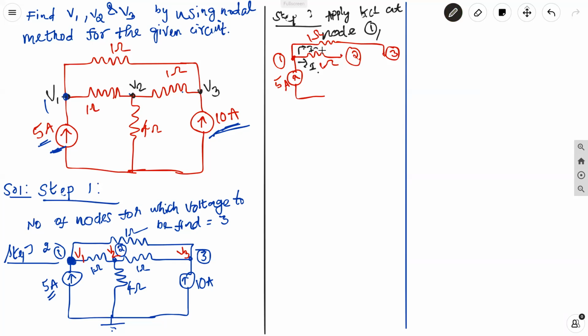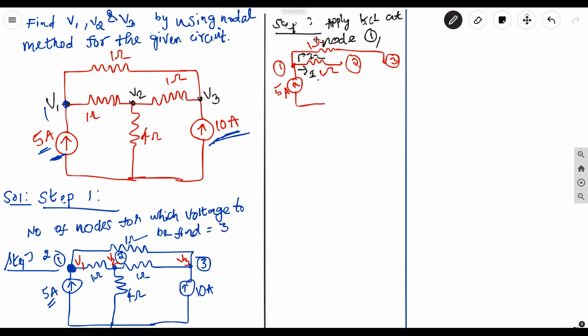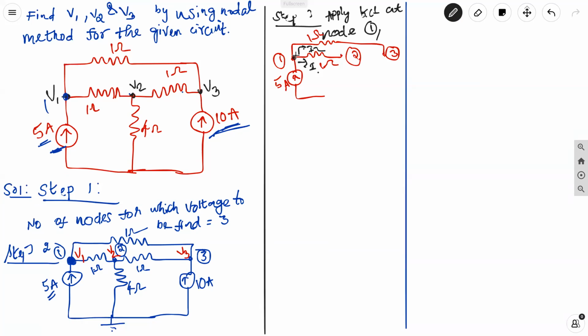Okay, and I assume both the currents are outgoing currents. Again, I'm telling you, it is just an assumption only, right? I assume the currents which are coming out from node 1 are outgoing currents. And if 3 elements are there, you put 3 currents. Only 2 resistors are connected at node number 1, so for that I am taking I1 and I2.